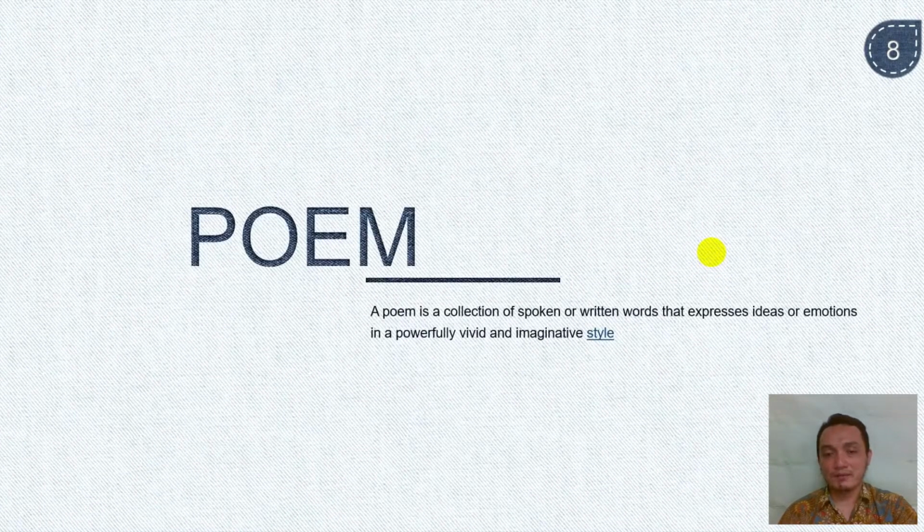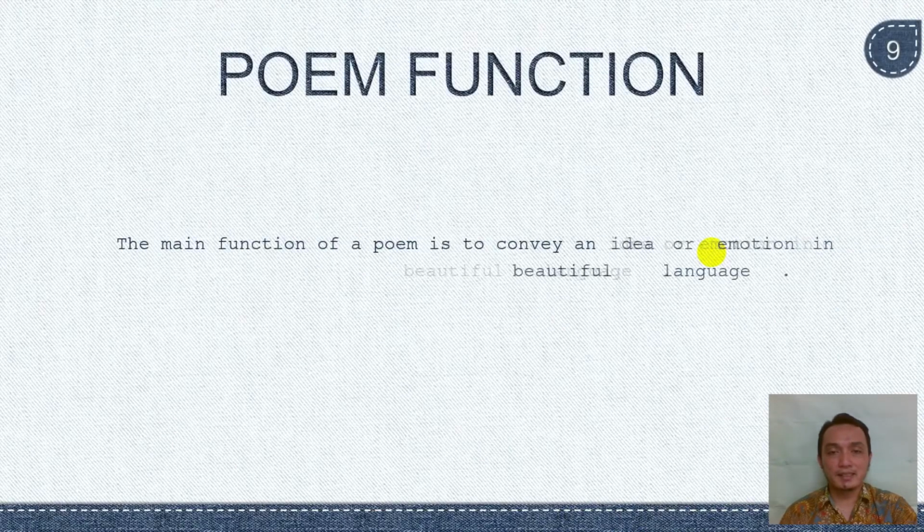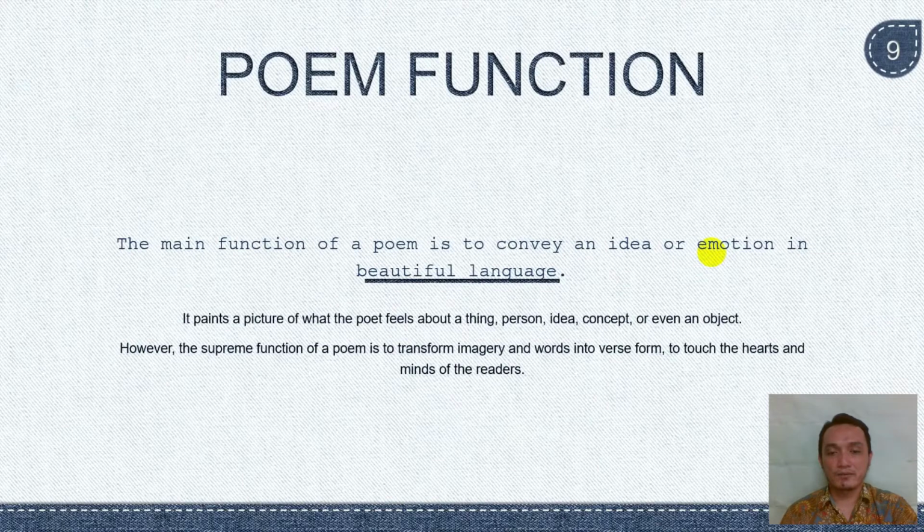What is the definition of the poem? It is a collection, as I said before, in the difference between poetry and a poem, and then the functions of the poem itself. A poem is a collection of spoken or written words that expresses ideas or emotions in a powerfully vivid and imaginative style. And what is the function of a poem? The main function of a poem is to convey an idea or emotion in beautiful language. It paints a picture of what the poet feels about a thing, person, idea, concept, or even an object. However, the supreme function of a poem, the major function, is to transform imagery and words into verse form to touch the hearts and minds of the readers.